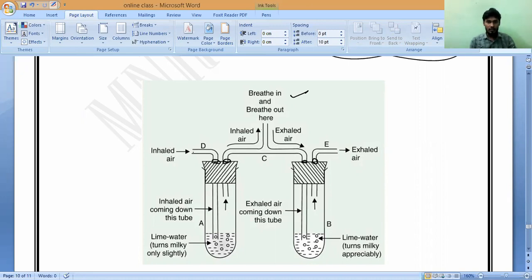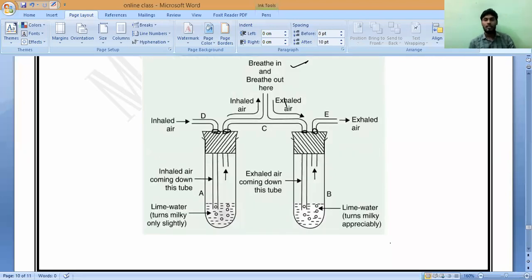So inhaled air will go like this, or else inhaled air will come like this. Next one, exhaled air. Exhaled air will go inside, and exhaled air will come outside. So now let us discuss this experiment very clearly. We can indicate whether carbon dioxide is produced or not.